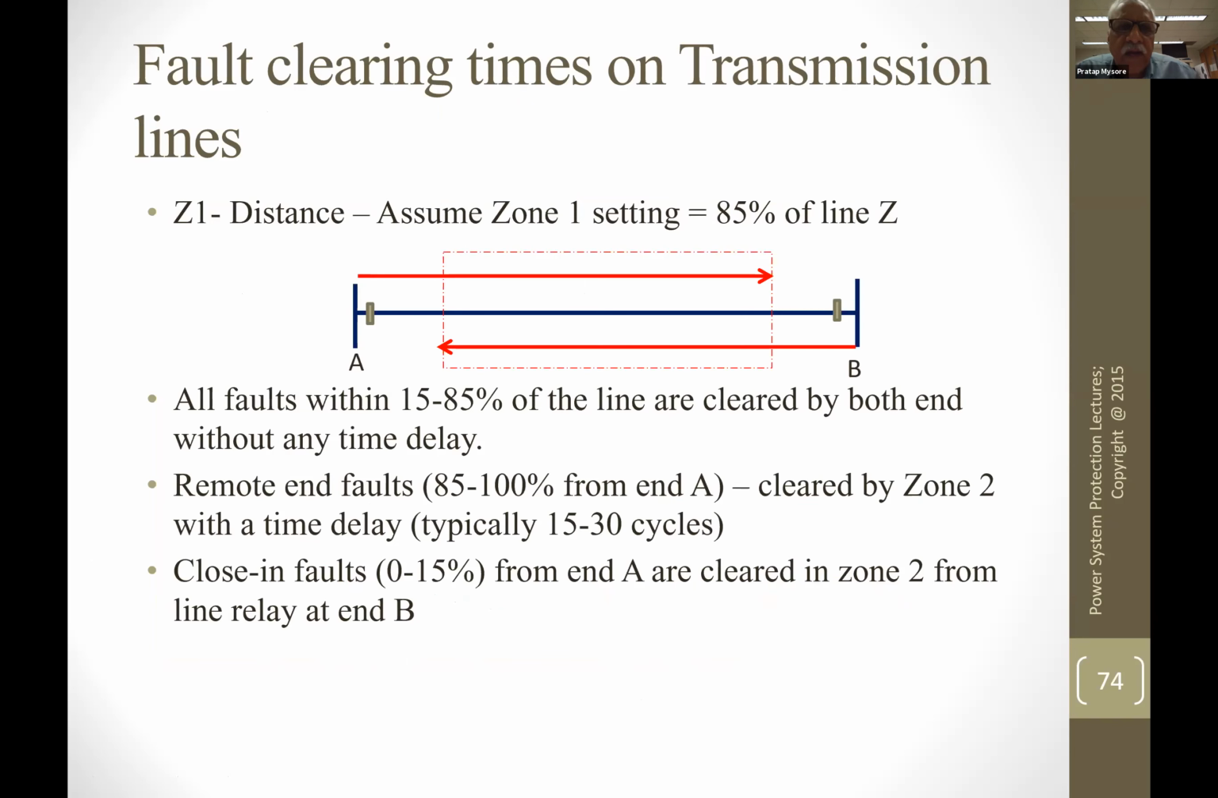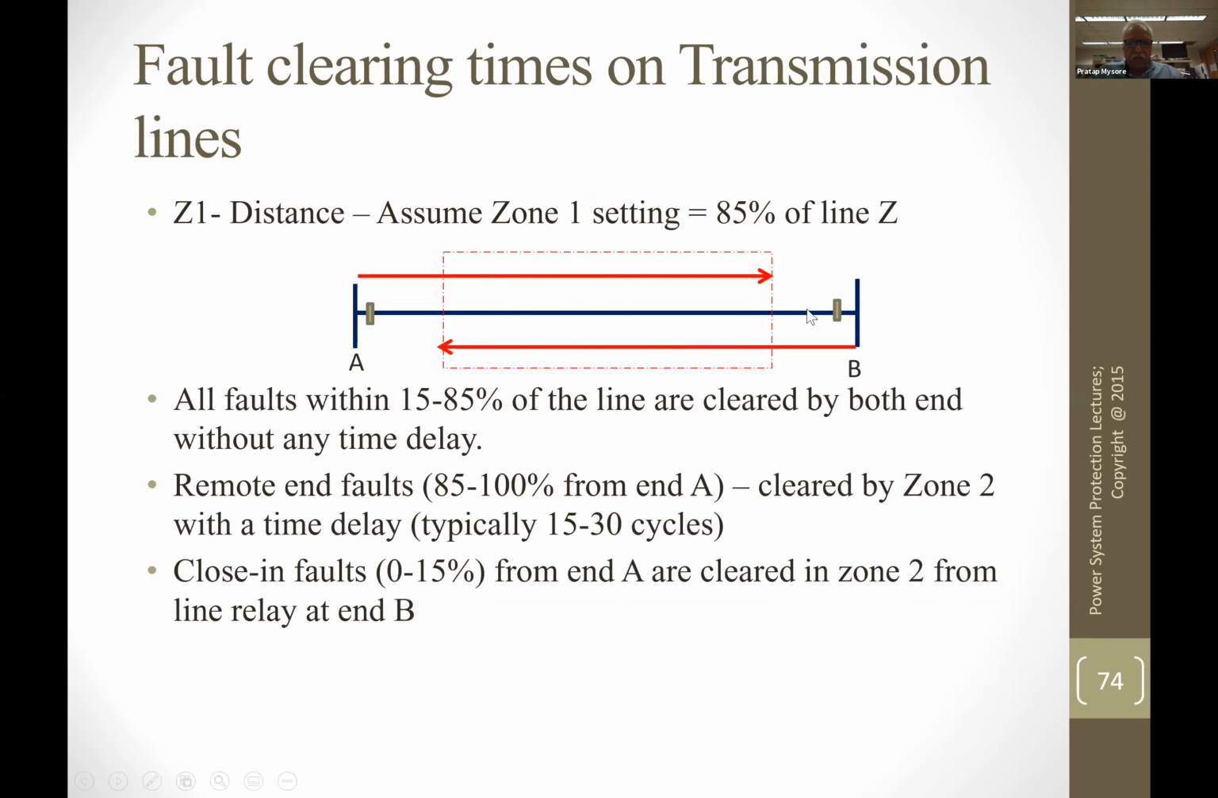Now let's look at the fault clearing times on the transmission line, right? So if you look at it, zone 1 is set to 85% from both ends, and zone 2 is set to go beyond to cover the end sections, from 0 to 15 and 85 to 100, right? So all faults within this 15% to 85% of the line are cleared without any time delay, because the zone 1 relay operates at both ends, and they open the breakers without any intentional time delay.